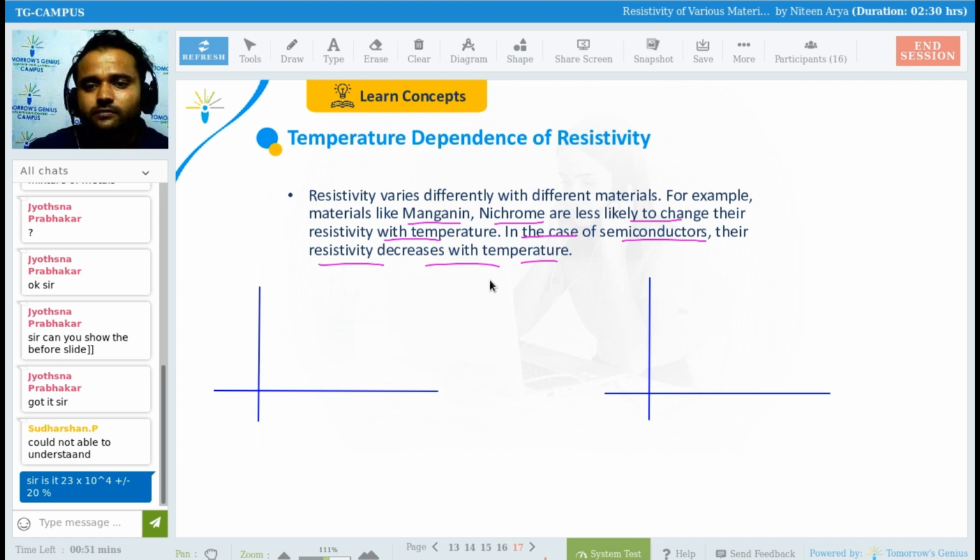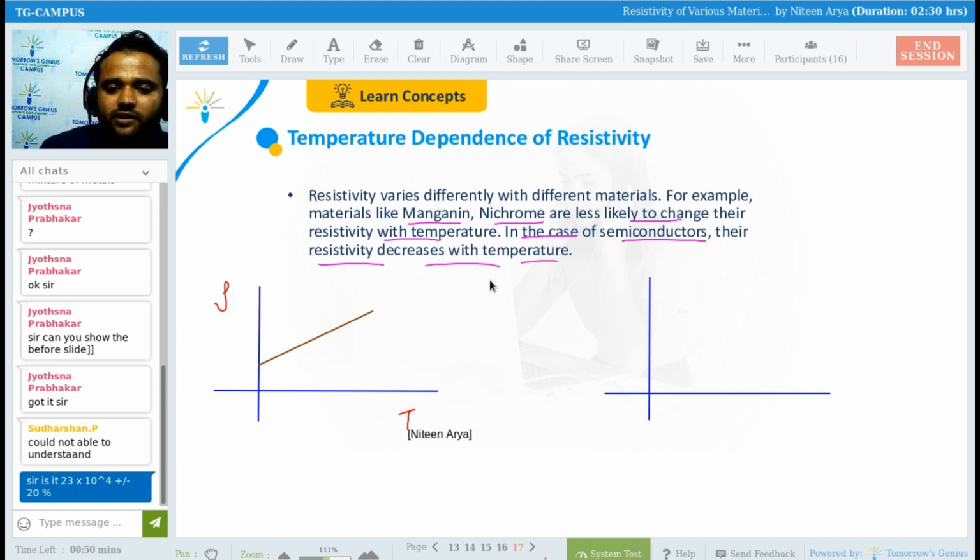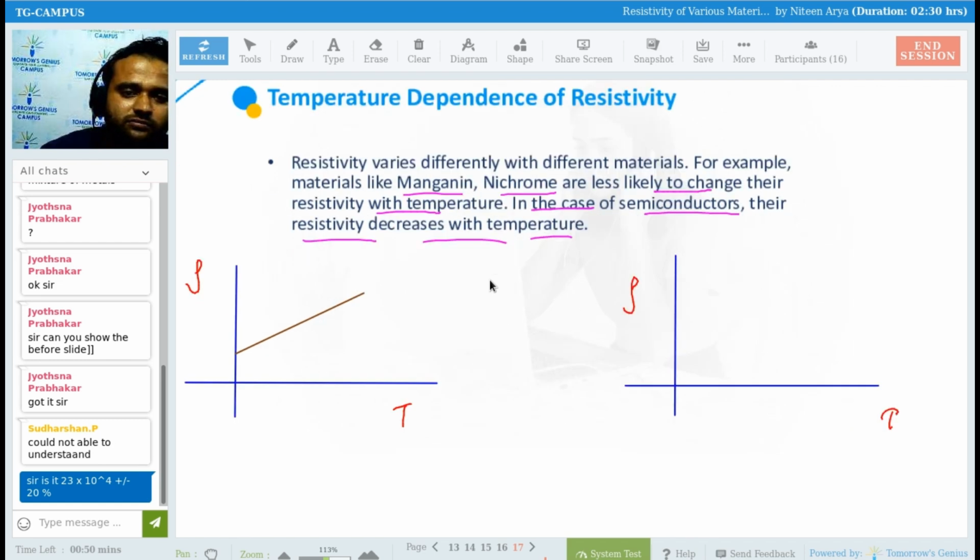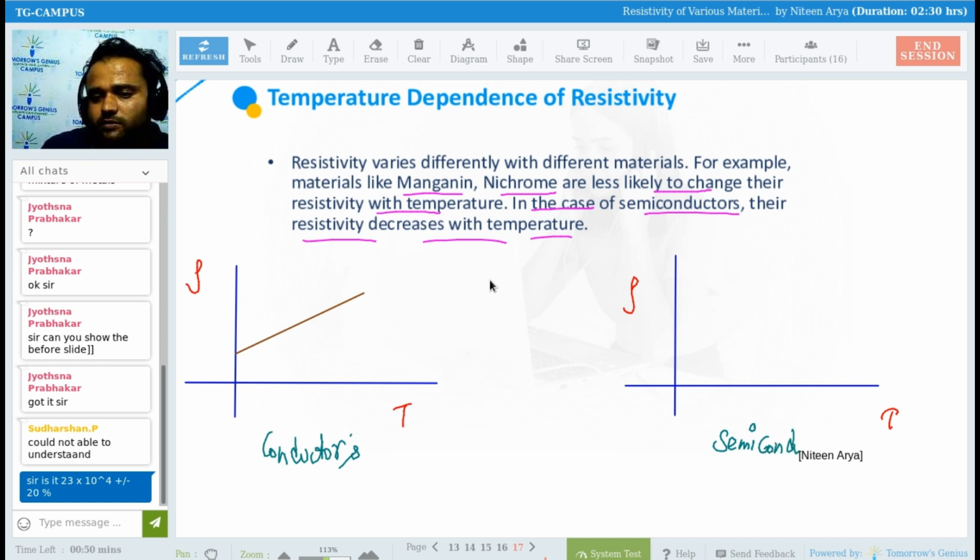Suppose this is your resistivity, this is your temperature. This is your resistivity, this is your temperature. So tell me how it is going to be. Tell me, because verbally I'll tell you and I'll note it down, and you guys also. That is for conductors, or ohmic materials, and that is for semiconductors. So which type of graph do you expect for semiconductors?